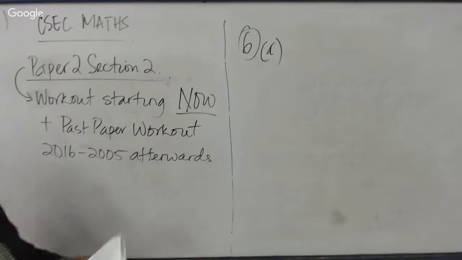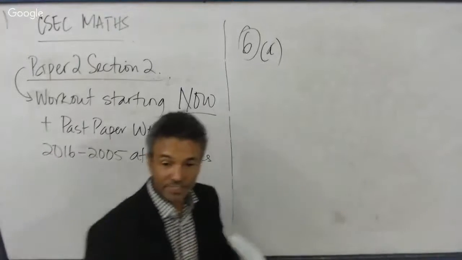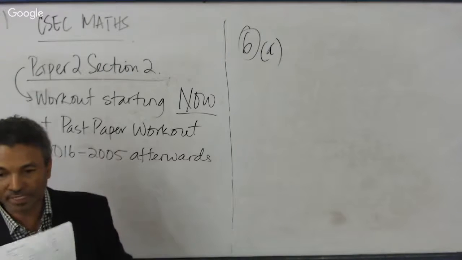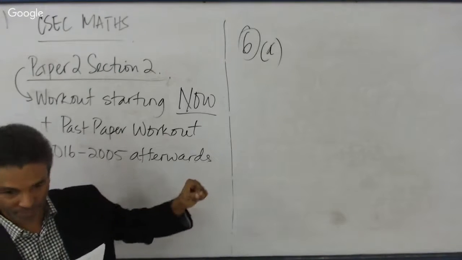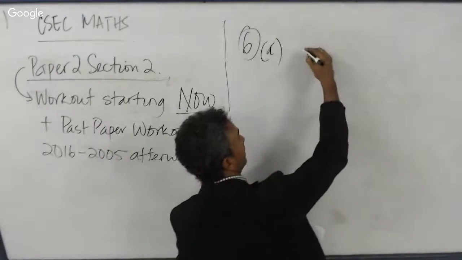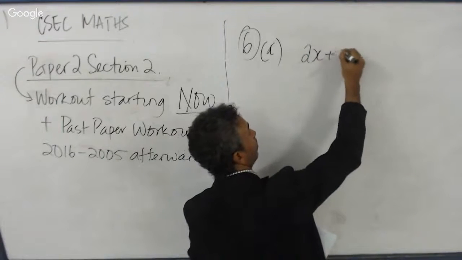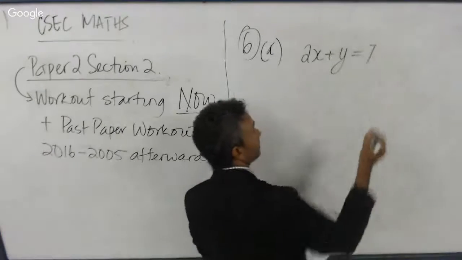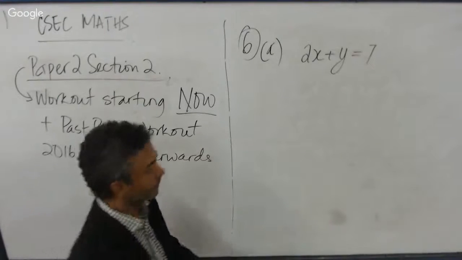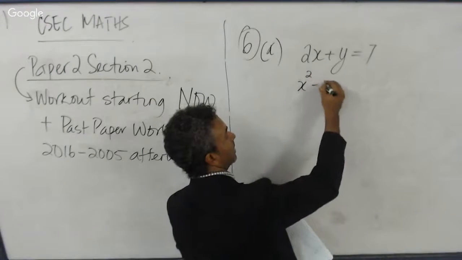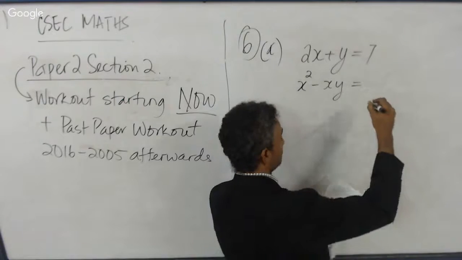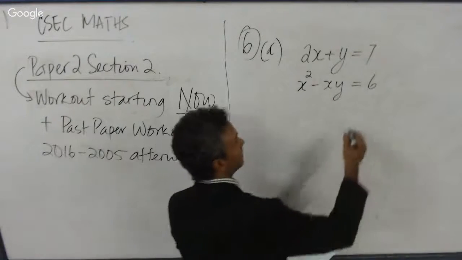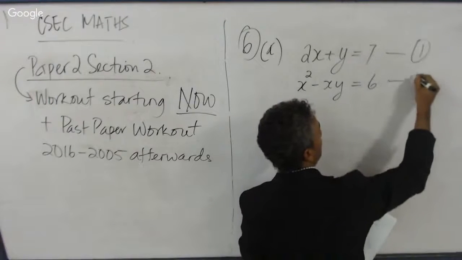All right, solve simultaneously. Remember now, this is paper 2, section 2. It's optional. This simultaneous equation will not appear in the first section. This is not elimination. And you must know what you're doing. You must have your formula for which section, what you're doing. 2x plus y equals 7. x squared minus xy equals 6. So this cannot be solved by elimination.